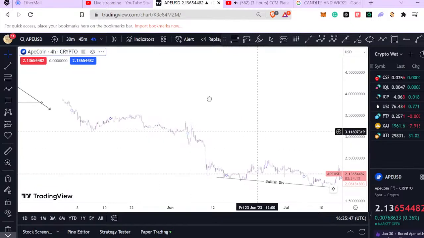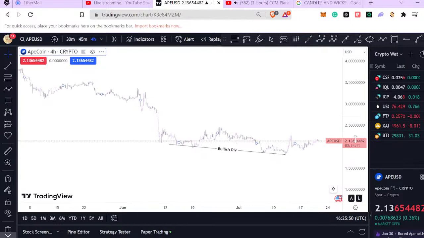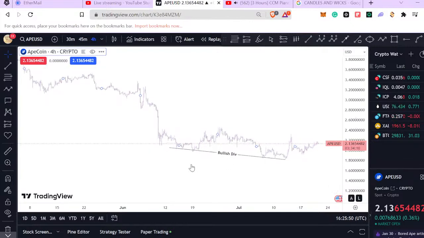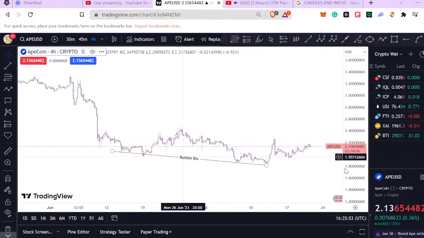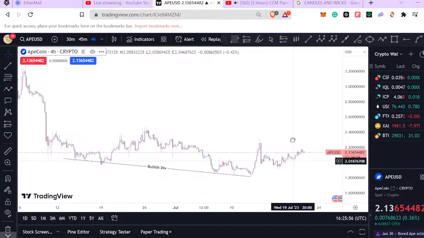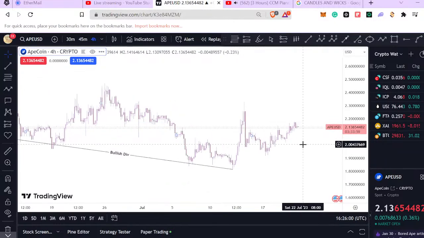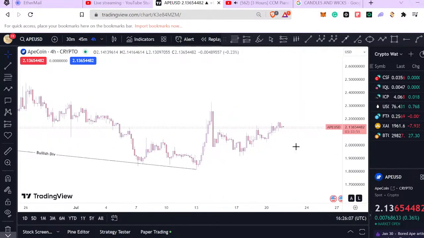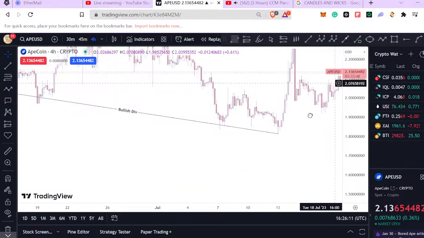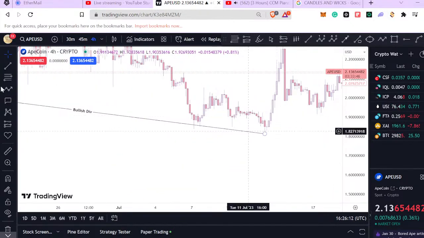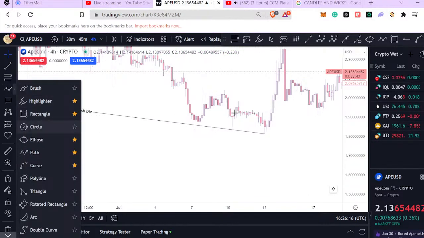Now there are reversal candles, right? This is an example of reversal candles. I'll show you one of the candles that form it. That's a reversal candle. I will show you one. So this example, this is a reversal candle.